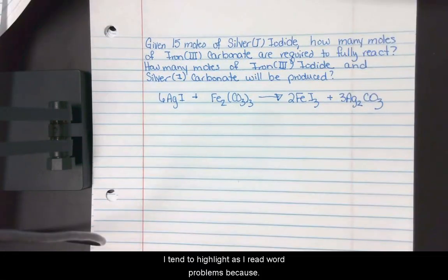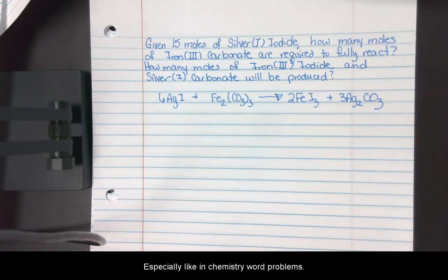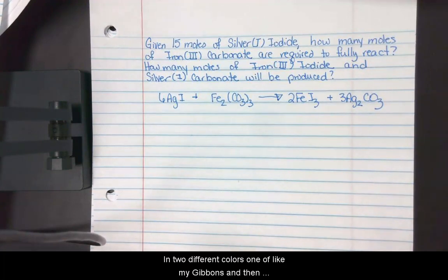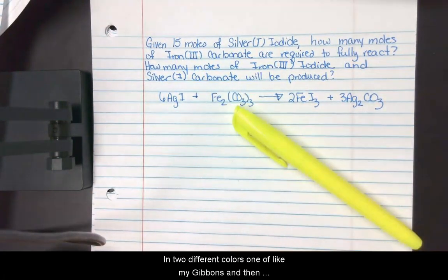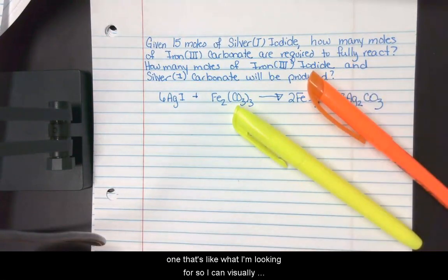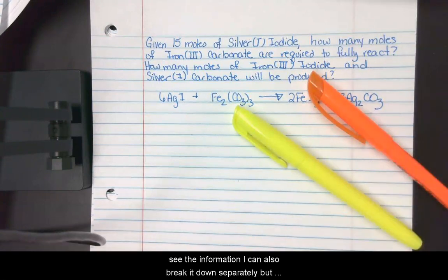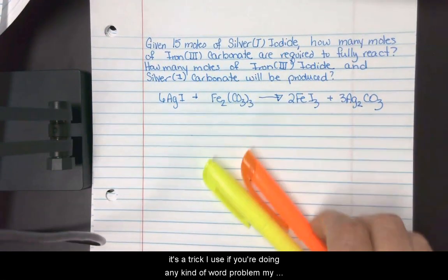So I tend to highlight as I read word problems because, especially in chemistry word problems, sometimes there's a lot of words that you just don't need. So if you're reading a word problem, I tend to highlight in 2 different colors, one for my givens, and one for what I'm looking for, so I can visually see the information, and I can also break it down separately. But it's a trick I use.